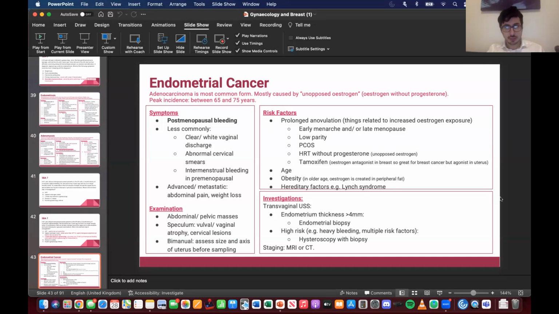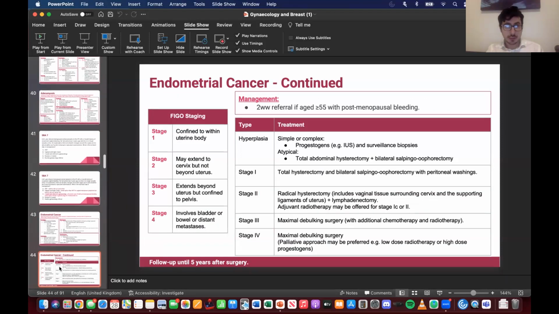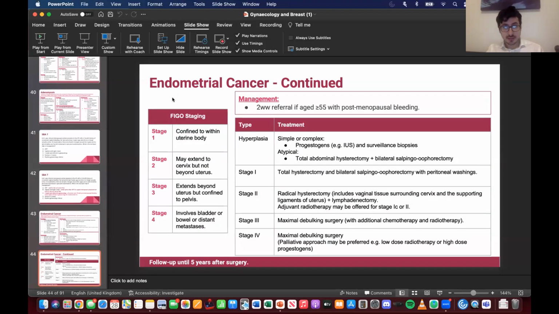First, a transvaginal ultrasound. This would help determine the endometrial thickness. If it's more than 4 millimeters, endometrial biopsy is done. Or if there's a high risk, you want to do a hysteroscopy with biopsy. And if we do notice endometrial cancer, we do a staging CT or MRI. So again, FIGO staging is used for endometrial cancer. And it's not very high yield, but it might be worth knowing about it. We've discussed the 2-week wait referral. The precursor to endometrial cancer is endometrial hyperplasia.